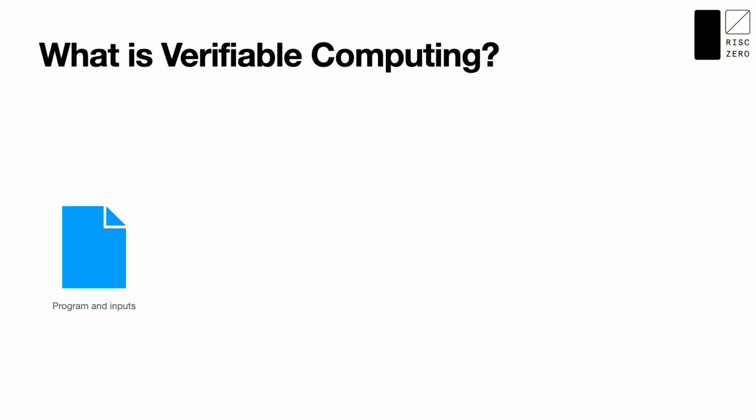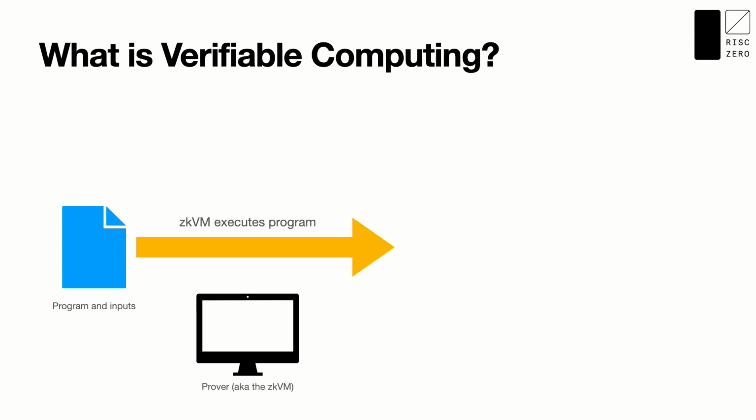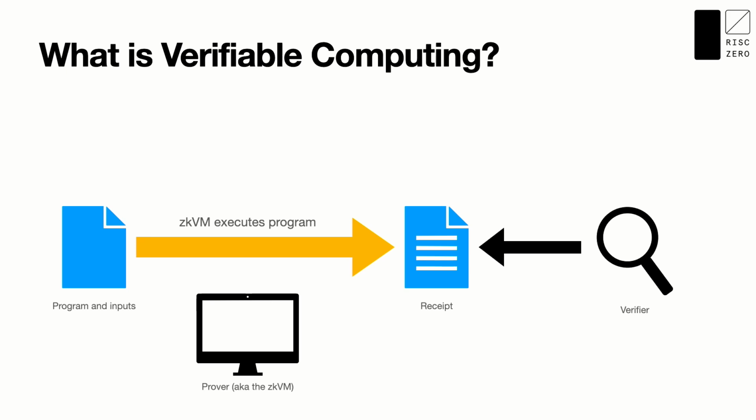Well, let's start with a program, okay? And we have a special virtual machine that we'll call the zkVM. Now, the zkVM will take the program and its inputs and then run the program. And then as a result, it will generate a receipt. The receipt can then be verified by an outside entity to make sure that the computation was done. Okay? So now let's take a closer look at receipts.